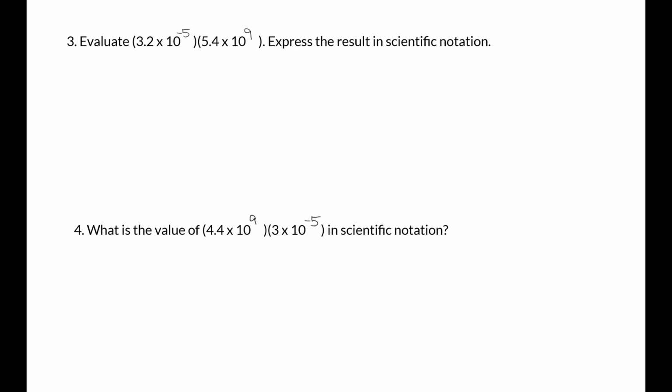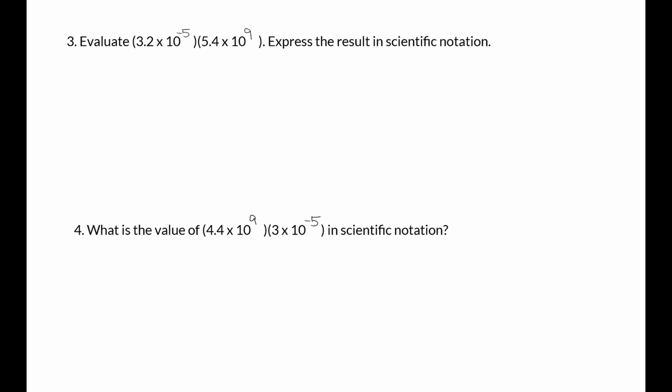So when we do this, we are going to multiply our base numbers. So you're going to say 3.2 times 5.4. And when you do that, you get 17.28. Now, you should remember from monomials, when you're multiplying, you add your exponents. So this would be the base numbers, right? And your exponents, you would actually add those. So -5 plus 9 is 4. So we would say times 10 to the fourth.